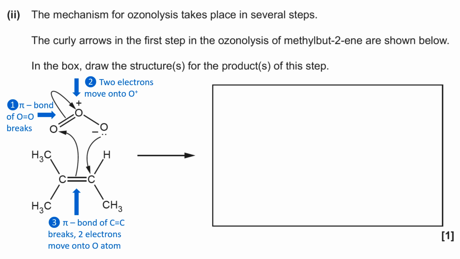Going down to the methyl butene molecule, the pi bond of the carbon-carbon double bond this time breaks. Again, the pi bond is the weaker of the two parts of the double bond. So 2 electrons will move onto the oxygen atom. So if I just follow the arrow, we're talking about up here. So 2 electrons move onto that oxygen.